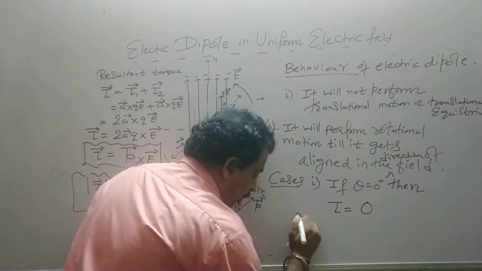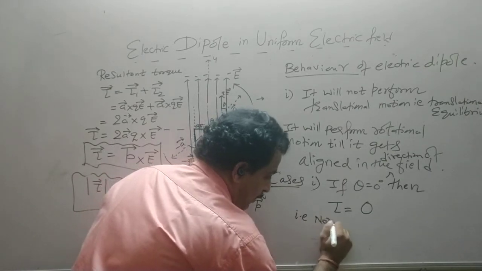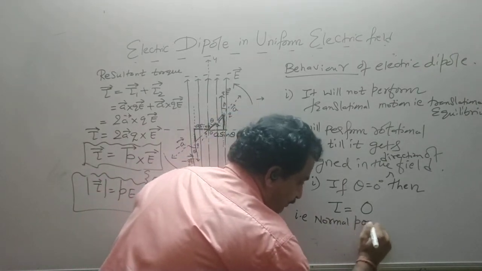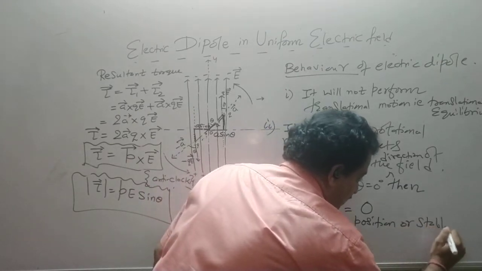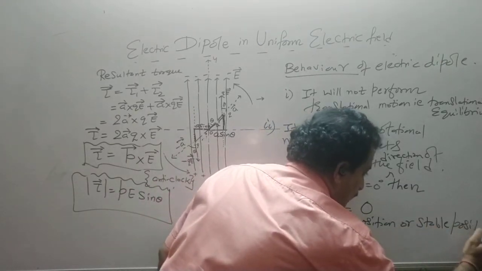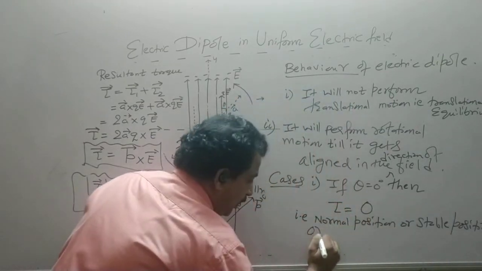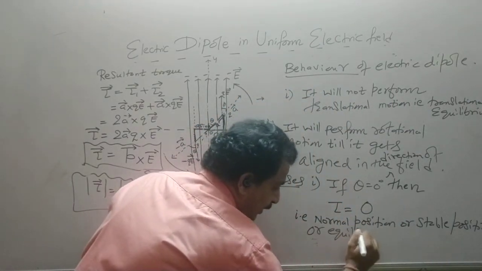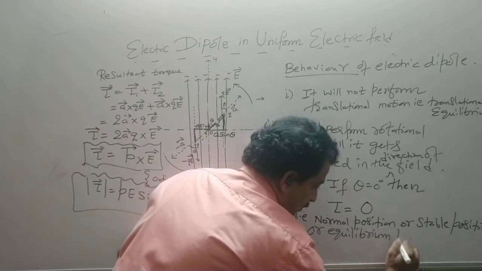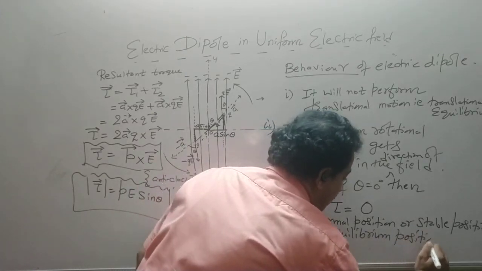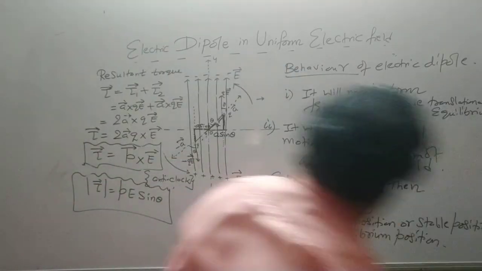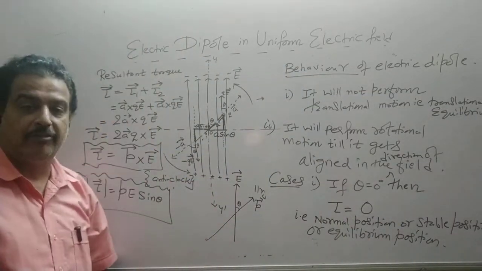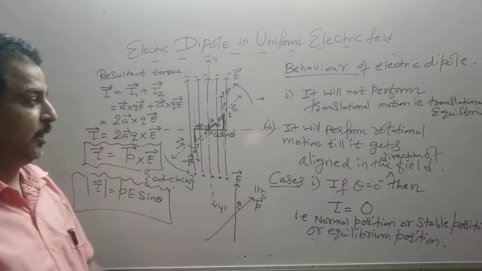This is called, or it is called, normal position or stable position or equilibrium position of a dipole. So we have three names for this condition. So if you keep a dipole in such a way that it makes an angle theta with the electric field, it will not perform rotational motion.